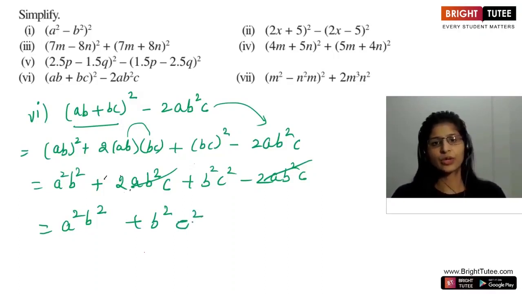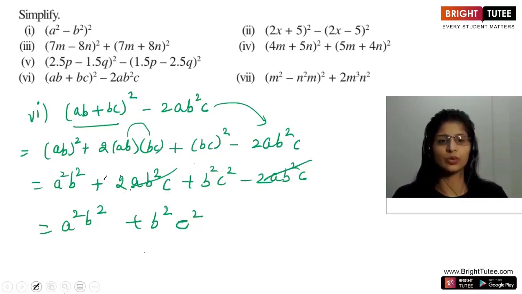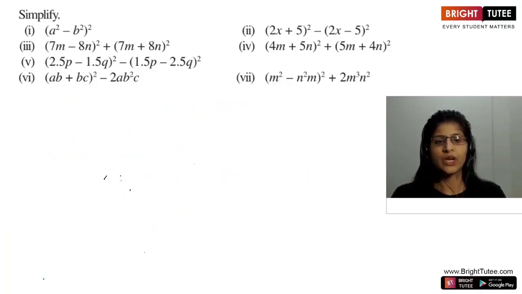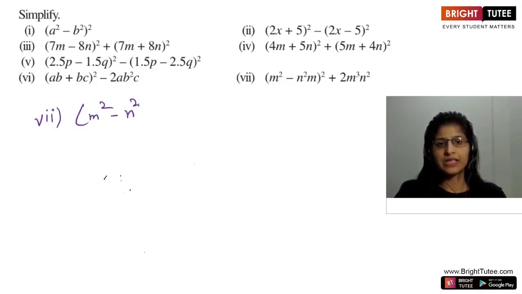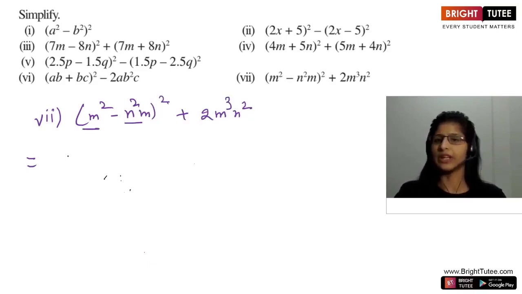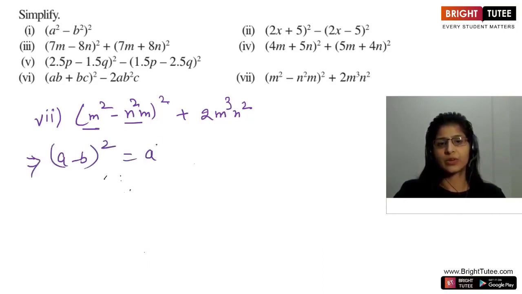Is it clear? So now we are done with all 6 parts, and the last part, 7th, is left. So let us discuss the 7th part also. So students, what we are given in the 7th part, we are given m square minus n square m whole square plus 2m cube n square. So here, as you see, it is a minus b form. So we'll apply the identity of a minus b whole square. What is a minus b whole square? A minus b whole square is a square minus 2ab plus b square.